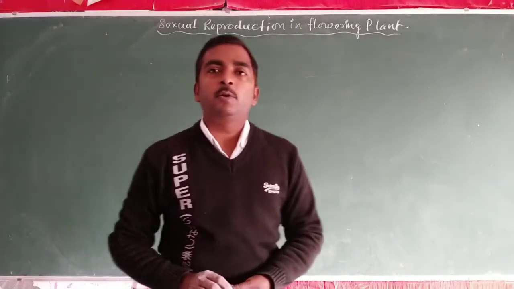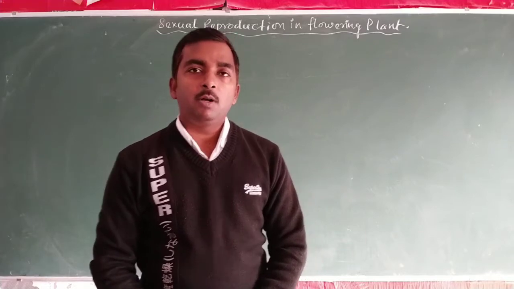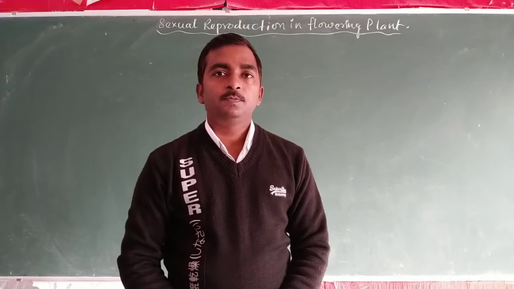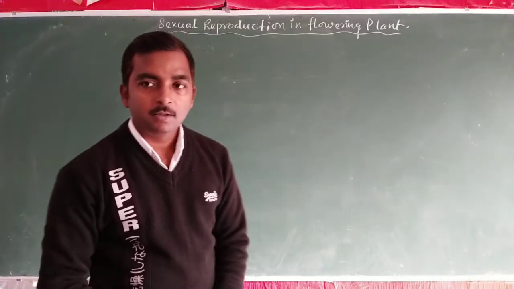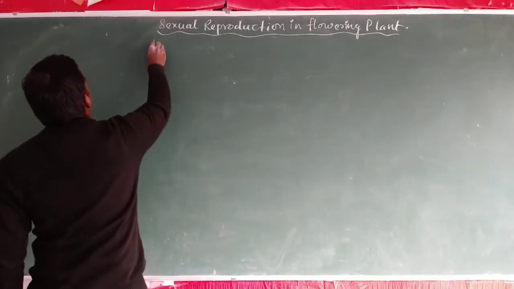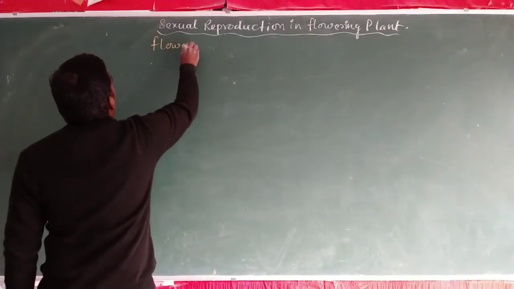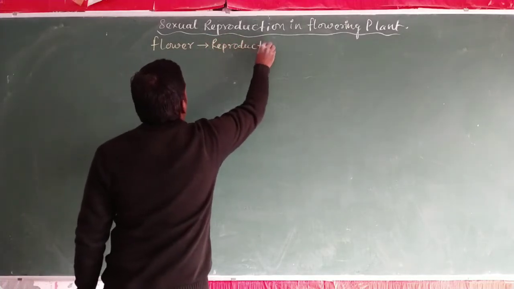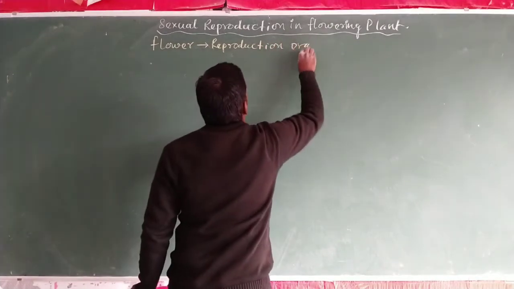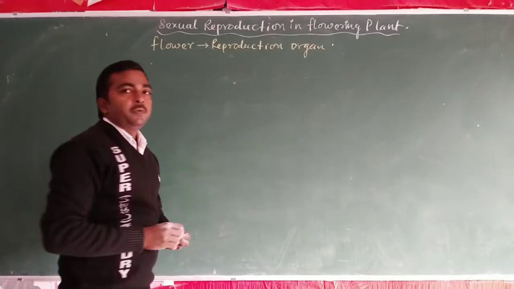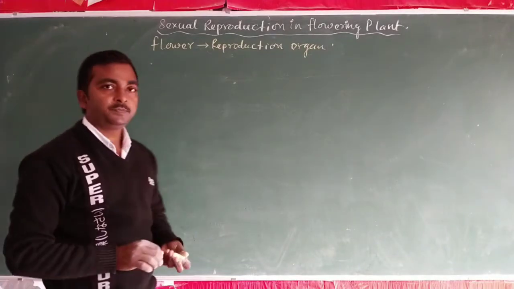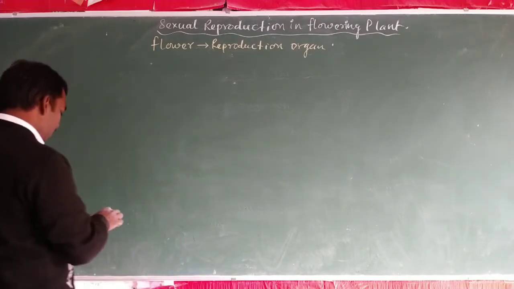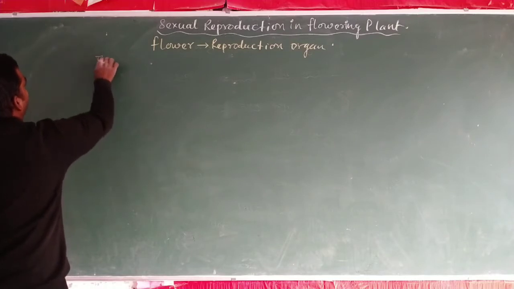The process of sexual reproduction takes place with the help of reproductive organs, that is male reproductive organ and female reproductive organ. The reproductive organ in the case of plants is the flower. Flower is the reproductive organ. So first we study the types of flower, then we study the structure of flower. Now our first topic is the types of flower.